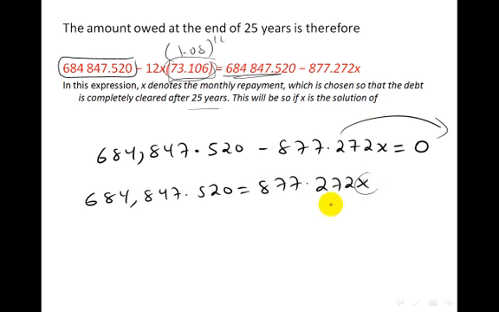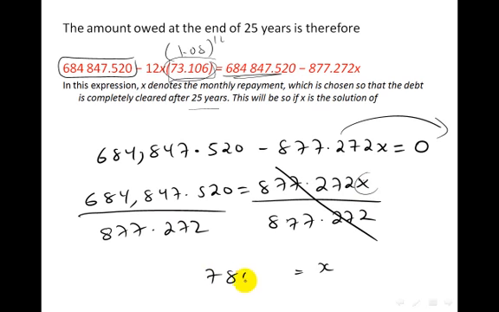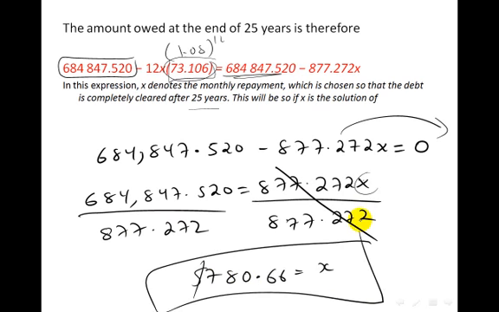So to find the value of x, that means the monthly payment, divide by 877.272 on both sides. This will be cancelled out, so the value for x will be $780.66. So monthly you're supposed to pay this amount of money to get rid of a loan of 100,000 that was compounded monthly at a rate of 8% annually. So I hope you understood this question.